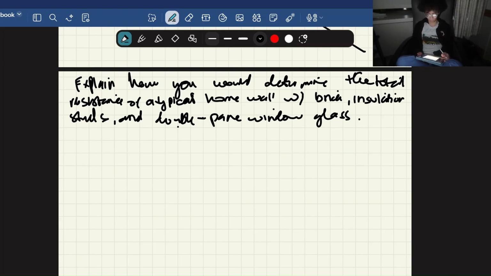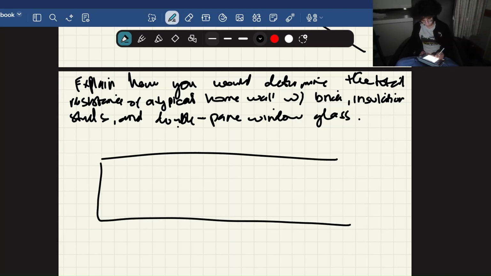So now we're going to work through this example. We're going to determine the total resistance of a typical home wall with brick, insulation, studs, and double pane window glass. So we're going to draw out the scenario. We draw out a window. It's going to divide into two sections. One's going to be a window and one's going to be a non-window, because they install double pane window glass.